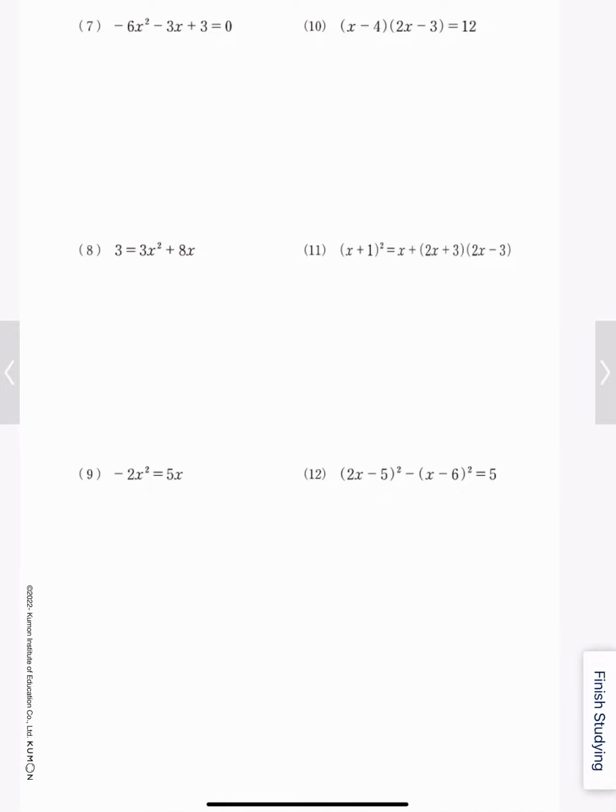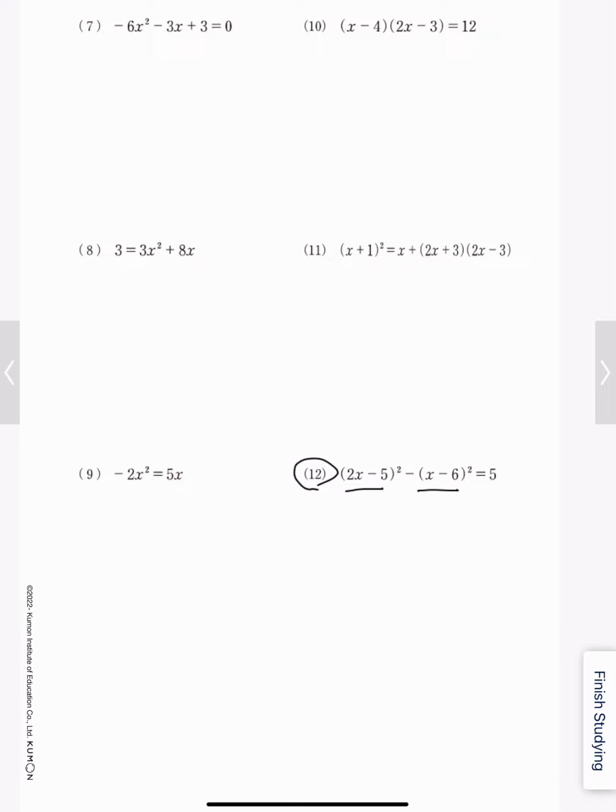Okay, so question number 12 on page 58, we're solving the quadratic function. This one looks like we have a structure of difference of square. There are many methods that we can do. First of all, we're gonna use the most conventional way to do it. We're just gonna open it up.